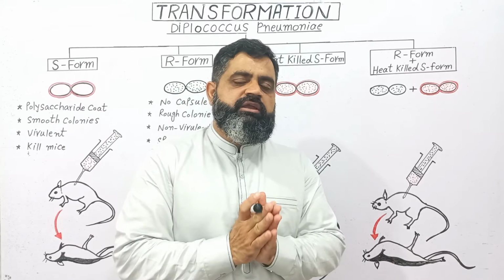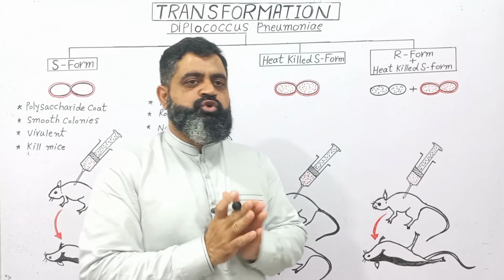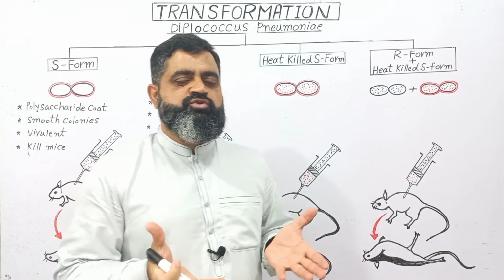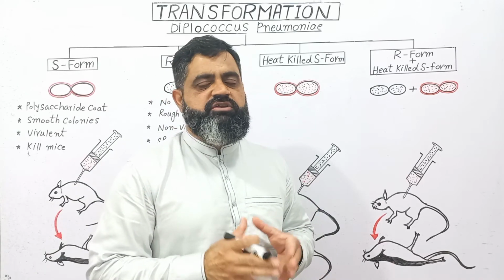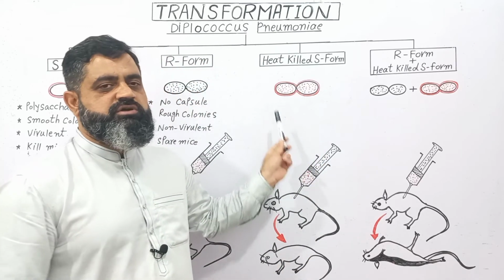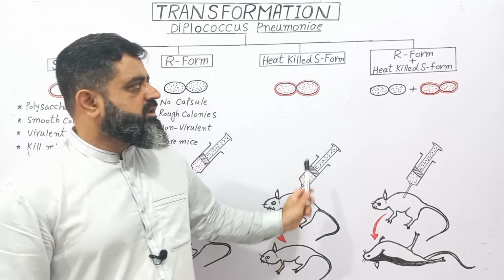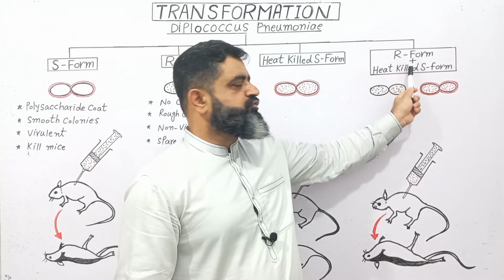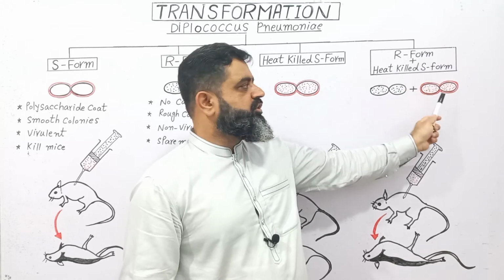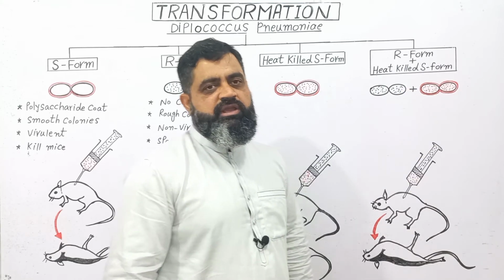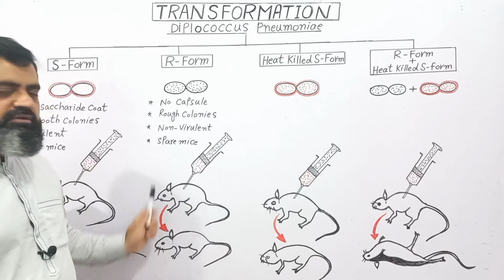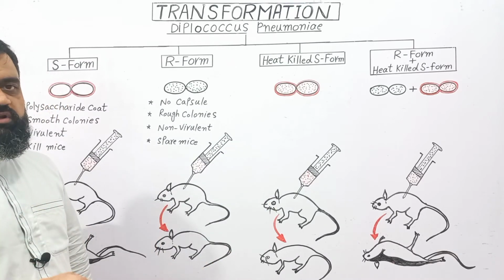In another experiment, Griffith took the R form, which is non-virulent and usually does not cause infection in mice, and heat killed S form, which also does not cause infection in mice. He combined these two forms, the R form which is alive and the heat killed S form which is dead. In the previous experiments, both of these strains did not cause infection and the mice remained alive.